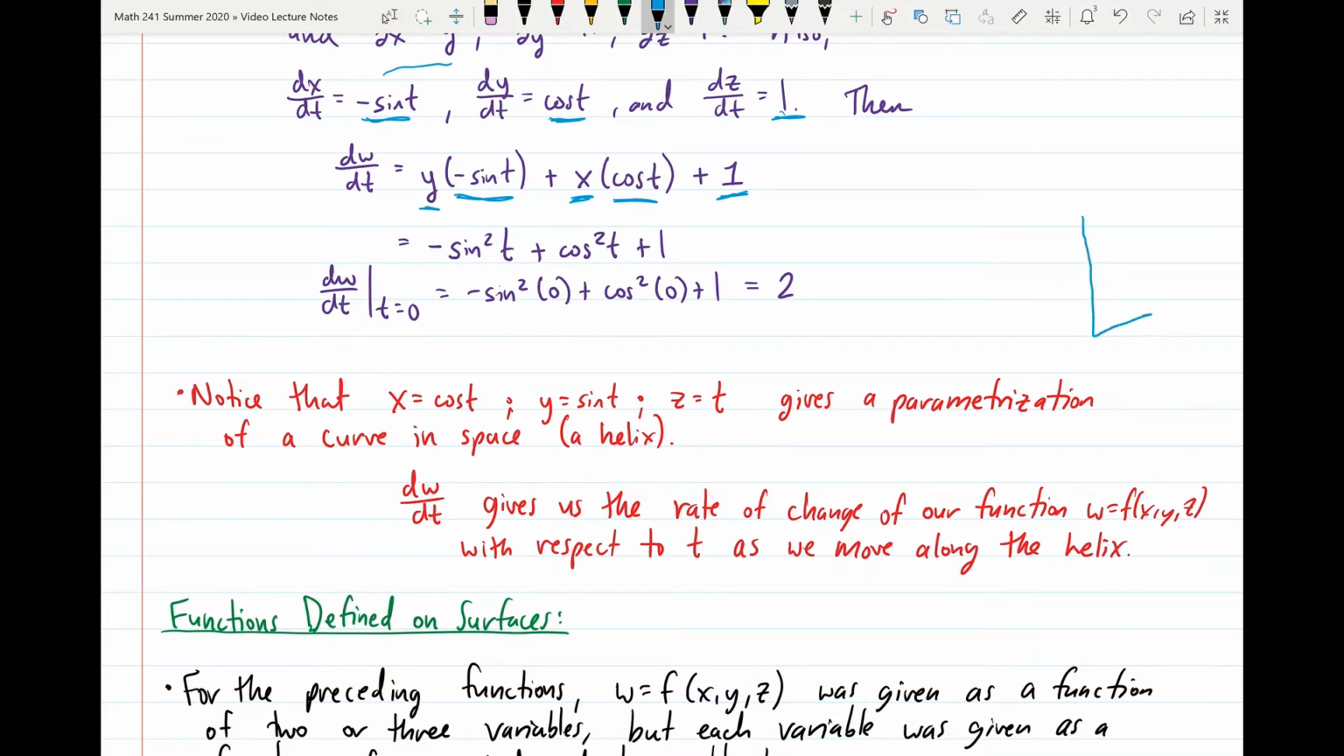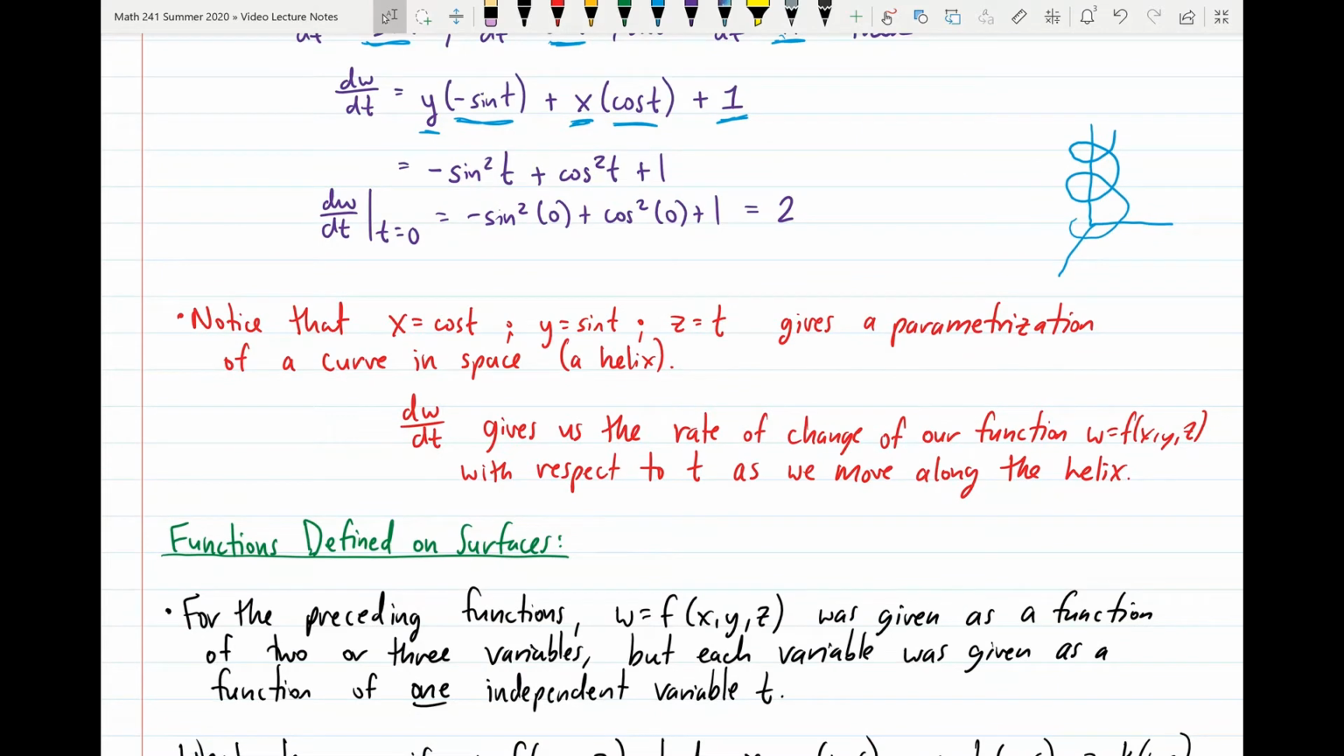It looks, let's see if I can kind of draw this. That's really bad. I'll try again. See if I can kind of draw this so that you get an idea. So a helix is going to be a spiral that goes up the z-axis, kind of like that. That's good enough.